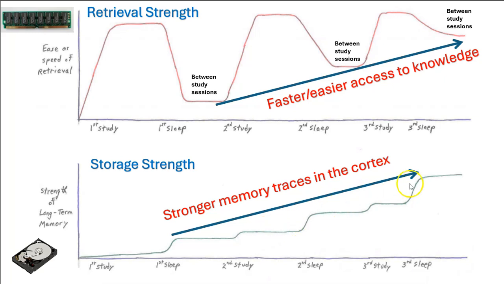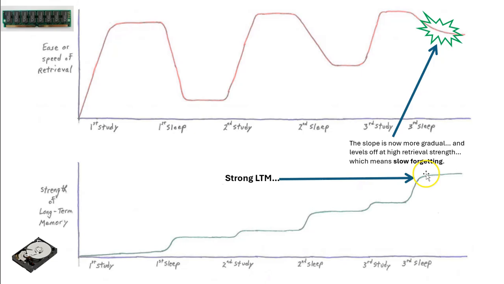We built strong memories in our cerebral cortex. So notice then, when we have high storage strength, strong memory traces in our long-term memory system, look at the slope of the forgetting. It's a more gradual slope. So we're going to have slower forgetting because we have strong memory traces. Contrast that slope of the line with the very steep forgetting right after the first study session.